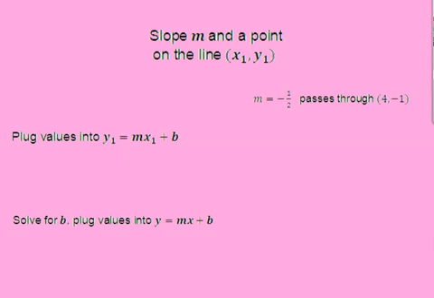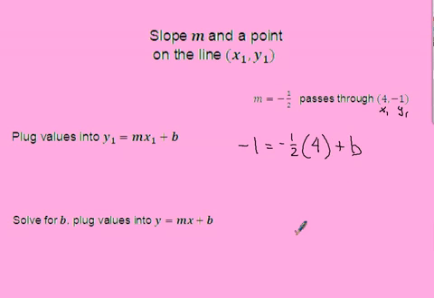Right. Suppose we're given a slope m and a point on the line, a point that the line goes through, x sub 1, y sub 1. First thing you're going to do is plug your values. y sub 1 is equal to m times x sub 1 plus b. So this is my x sub 1 and this is my y sub 1. We're going to take negative 1 is equal to m, negative 1/2, times my x value, which is 4, plus b.